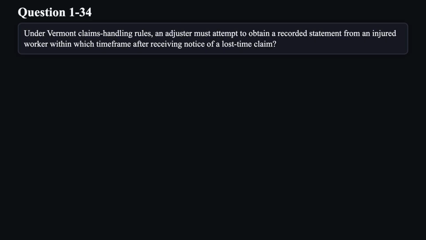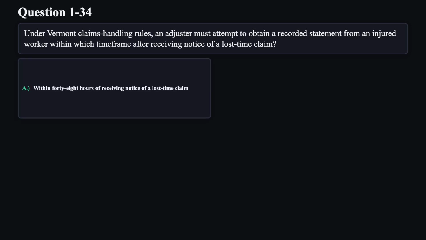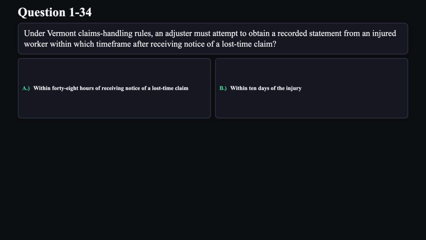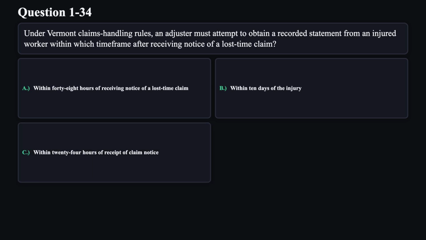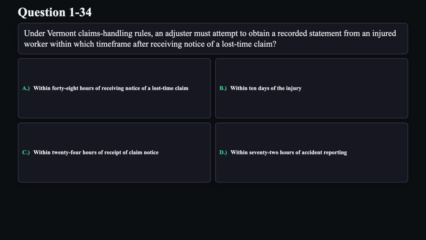Question 34. Under Vermont claims handling rules, an adjuster must attempt to obtain a recorded statement from an injured worker within which time frame after receiving notice of a lost time claim? A. Within 48 hours of receiving notice of a lost time claim. B. Within 10 days of the injury. C. Within 24 hours of receipt of claim notice. D. Within 72 hours of accident reporting.